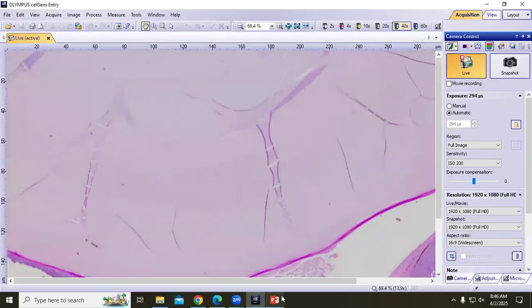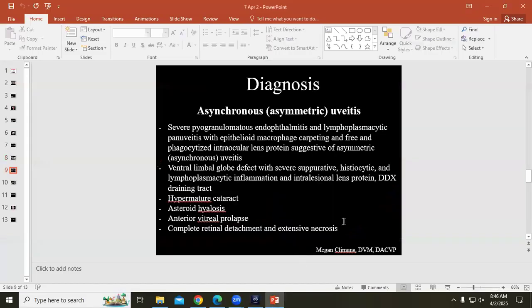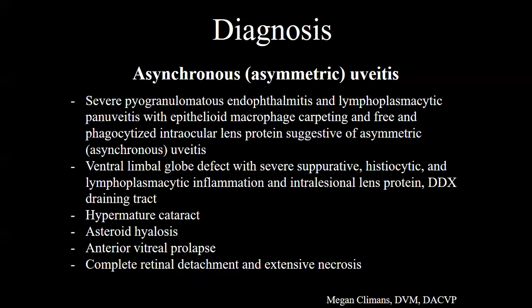I know we had it last time as well, but nothing wrong with a review of asynchronous or asymmetric uveitis, which is presumably a sort of hypersensitivity or phacoanaphylaxis of sorts, basically a really severe lens-induced process. And the reason why we make a specific diagnosis for this is that there is potential risk to the other eye with potential development of severe uveitis down the road, particularly if the other eye is cataractous. So that's it. I'm going to move on because I've taken up way too much time.